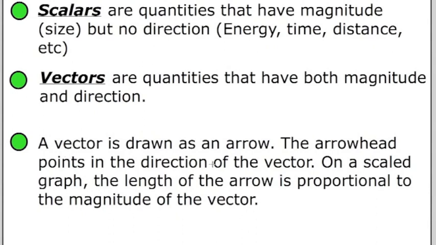A vector is drawn as an arrow on a graph. The arrowhead points in the direction of the vector. On a scaled graph, the length of the arrow is proportional to the magnitude of the vector. That's quite important on a scaled graph, and even in sketches you'll be expected to roughly have your vectors drawn proportional to each other. So a vector that's supposed to be twice the magnitude of another should be twice the length of another, and so on.